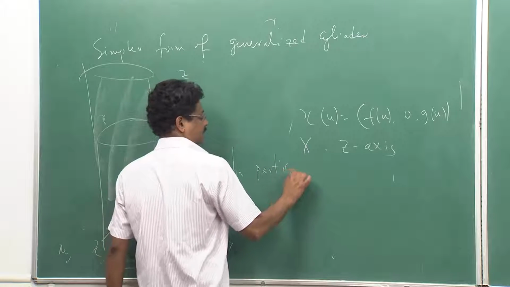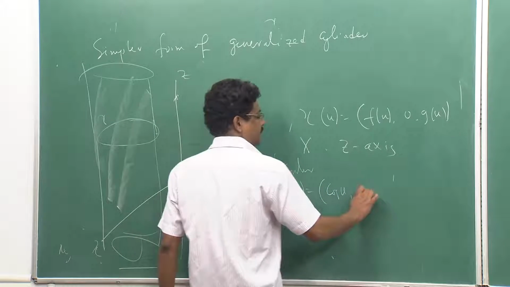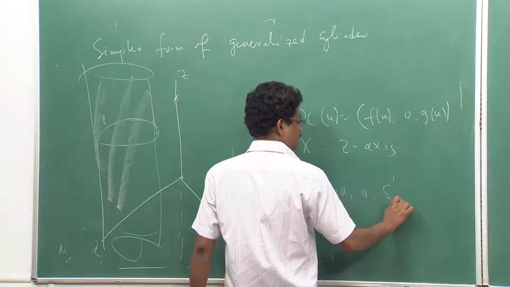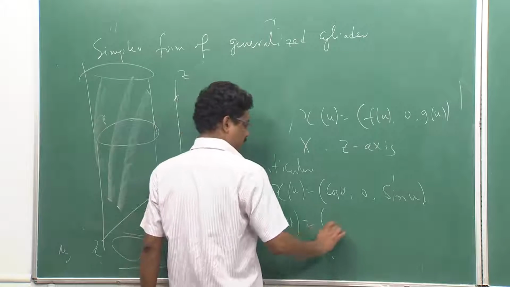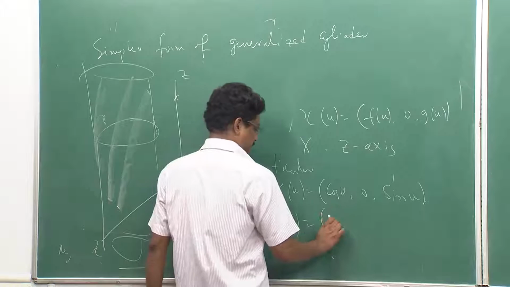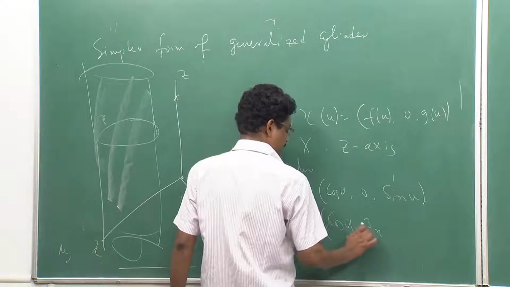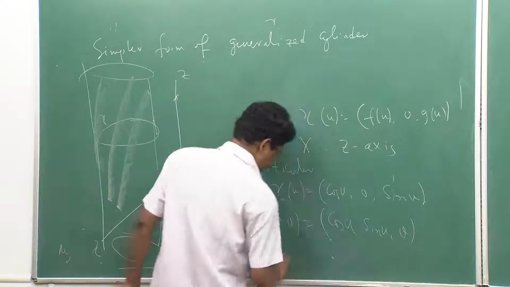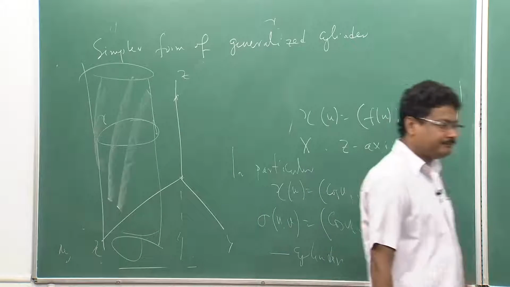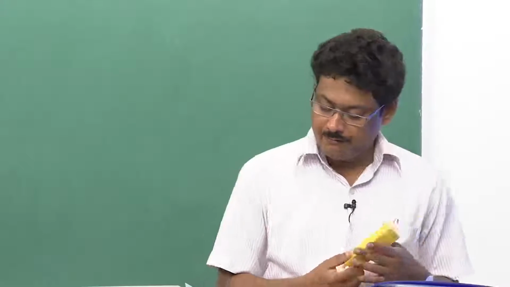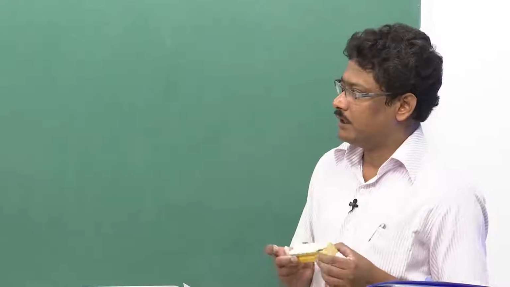So, in particular, if I take gamma u to be cos u, 0, sin u, then I get sigma u v equal to cos u, sin u, v, which is actually a cylinder. Therefore, this particular type of transformation is called a generalized cylinder.